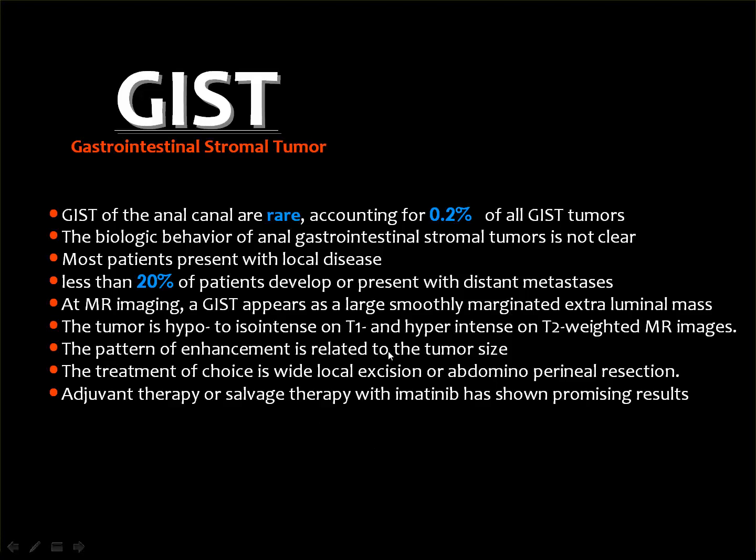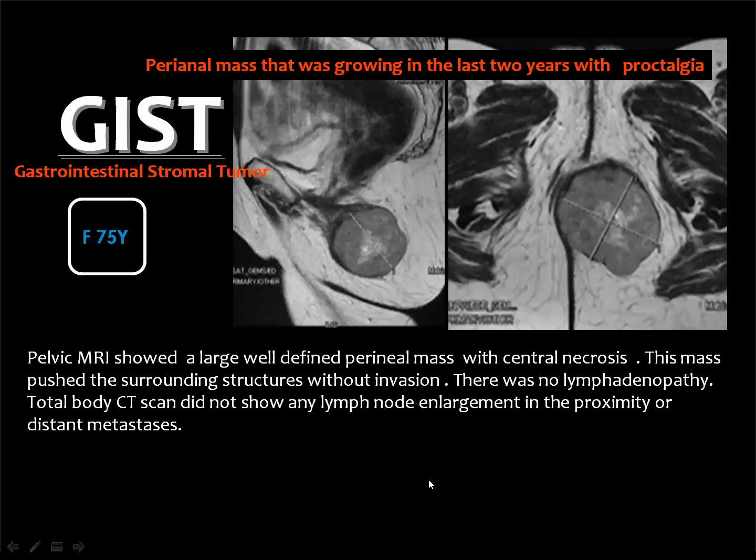The enhancement pattern is related to the size of the tumor. If the tumor is sizable, it will contain areas of necrosis, but if it is small, it will show homogeneous enhancement and is treated by abdominoperineal resection. You remember that these tumors may respond well to some chemotherapy in order to downstage the tumor size, then they may have an optimal or favorable outcome of surgery.